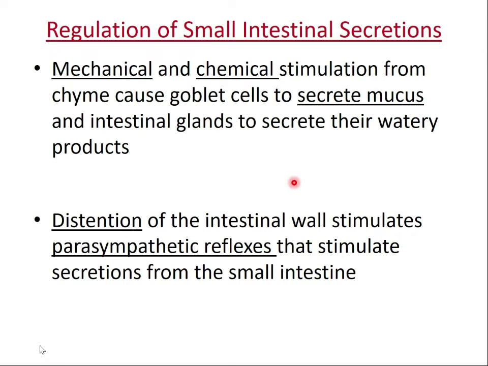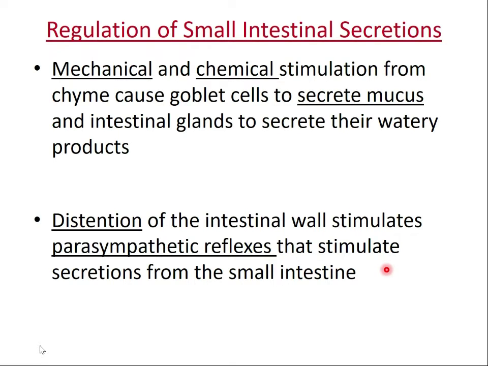So these intestinal secretions have to have a regulatory process. They are not constantly being put into the small intestine. They are stimulated when there is mechanical and chemical breakdown of nutrients happening. Then mucus is secreted to help with the traveling of the chyme or the food bolus. And when the alimentary canal distends, that stimulates the parasympathetic reflexes, which stimulates the secretion of the small intestine digestive enzymes.